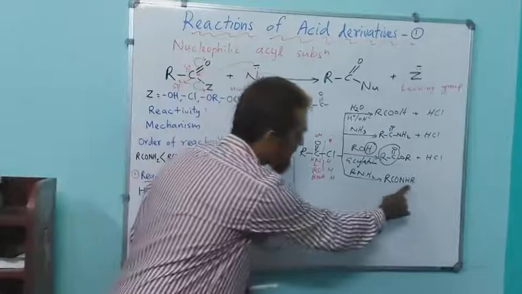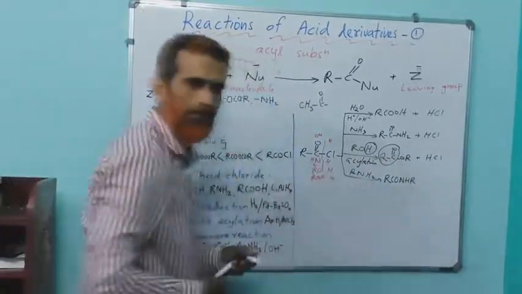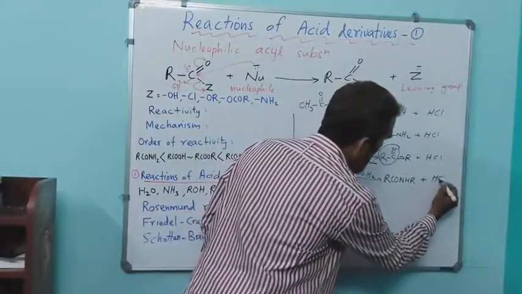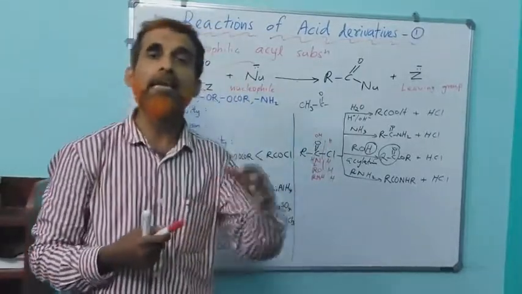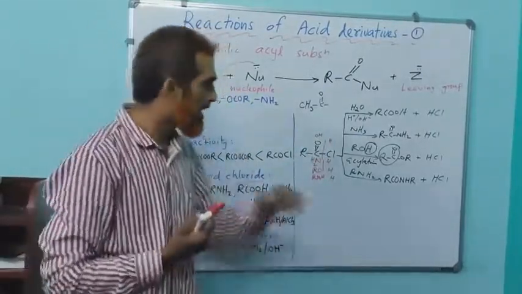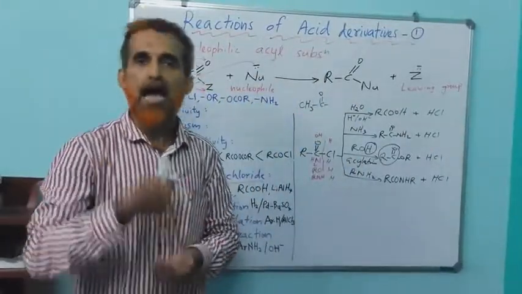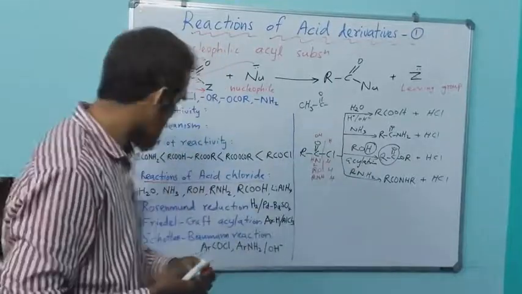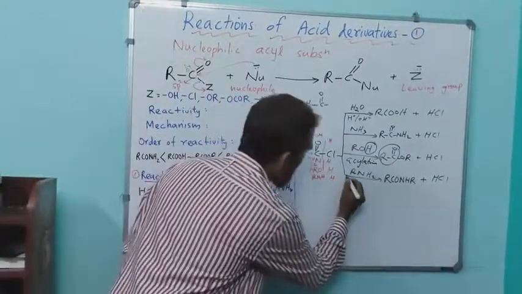Okay, so N-substituted amide you get. This is also acylation, plus HCl. HCl is always found as the byproduct. So to speed up the reaction, reactions are generally done in basic medium. The base can neutralize HCl and remove it from the reaction mixture, and the reaction will be faster, or you get more product.